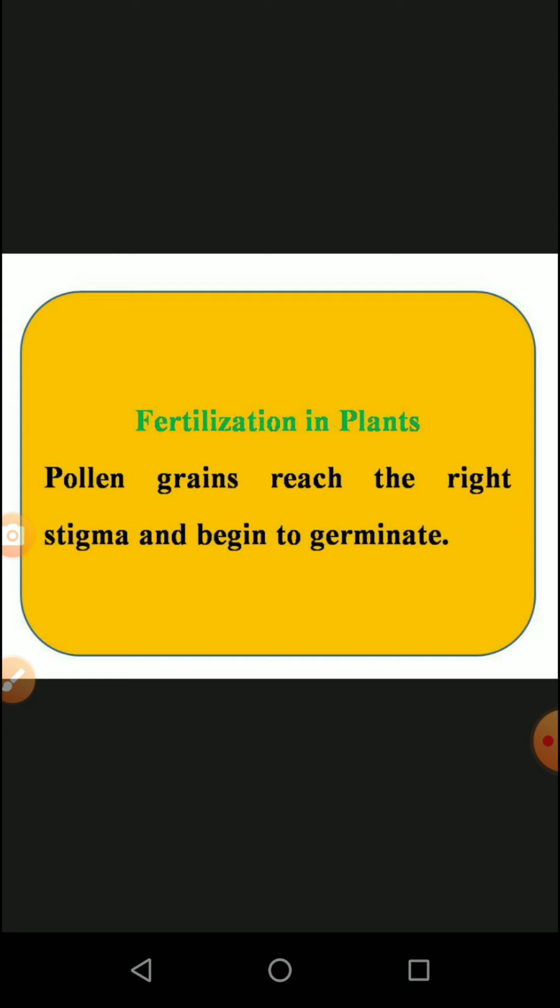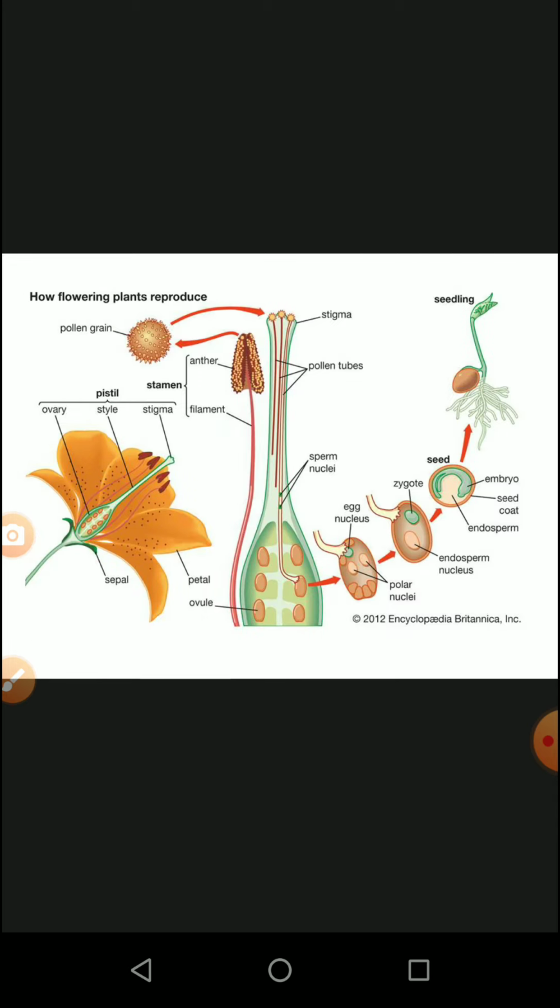The pollen grains reach the right stigma and begin to germinate. They are placed on the exact particular place of the stigma, and only then do they start germinating. So this is the diagrammatic representation. The pollen grains are placed on the stigma. Then a small tube called the pollen tube is produced, and the pollen tube reaches the ovule with the sperm nuclei. Then the polar nuclei develop into the zygote. The zygote develops into the endosperm. The endosperm develops into the embryo. The embryo is converted into seed.